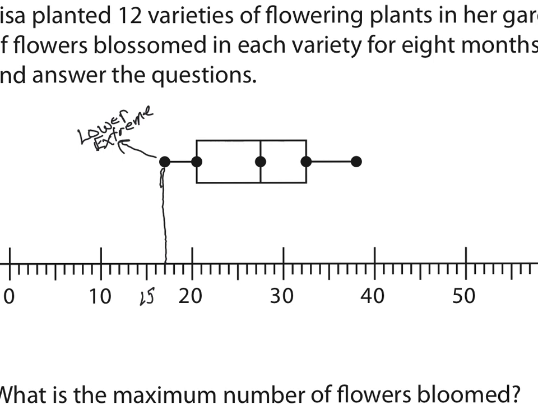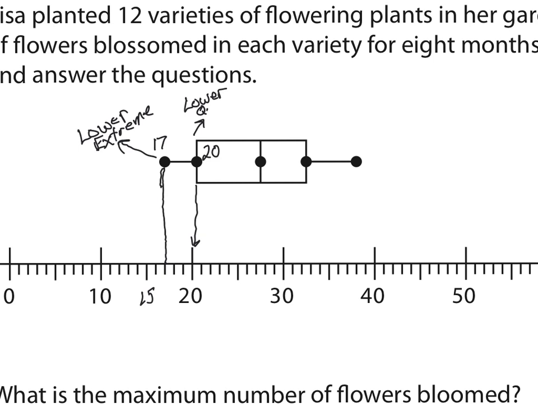16, 17, 18, 19, 20. So they're counting by ones. So 15 and 2 more lines makes 17. So our lower extreme, the smallest number of blossoms, was 17. The next dot that we see lines up with 20. So that number there is referred to as the lower quartile.